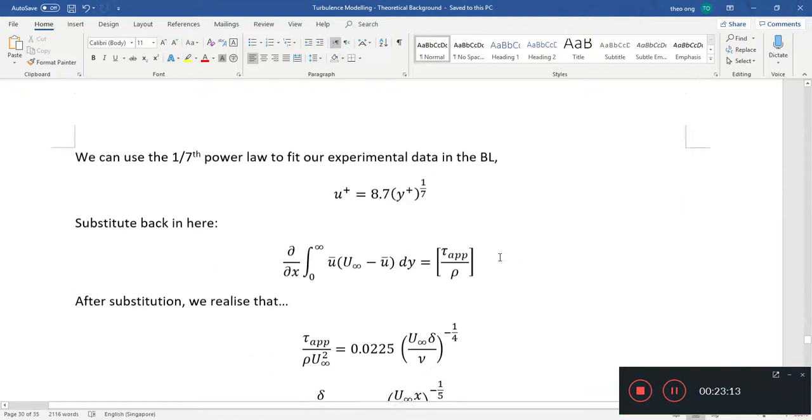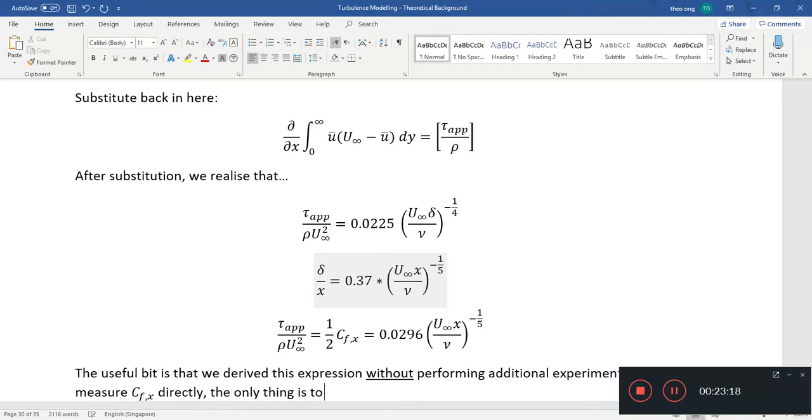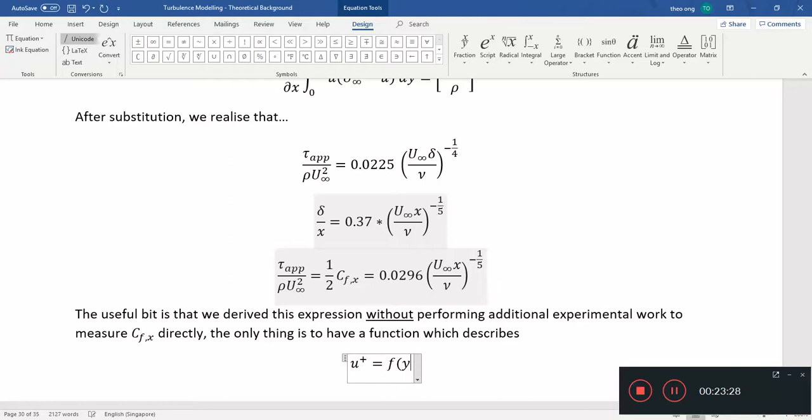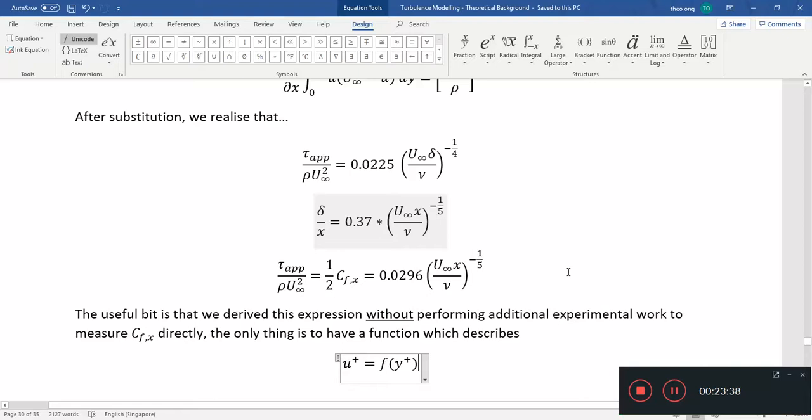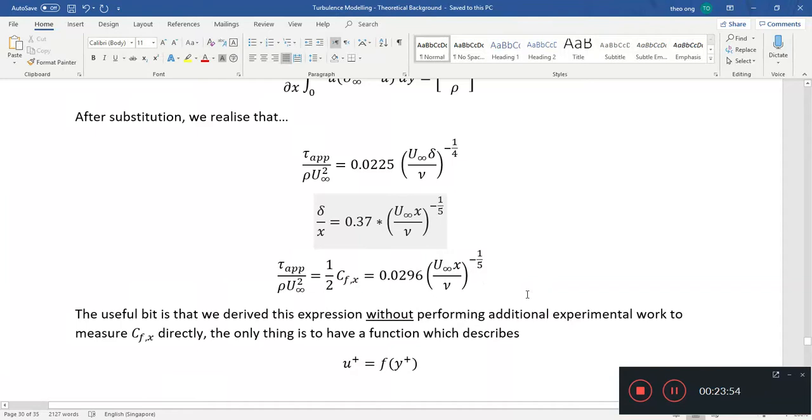So you can do it from a first principles way, so long as you have a function which describes u plus as some function of y plus, which we have plenty of, fitted from experiments. Okay, we have u plus as a function of y plus, and we can substitute in here for various flow profiles. As long as we have this, we can estimate the friction factor. So that's in the boundary layer.